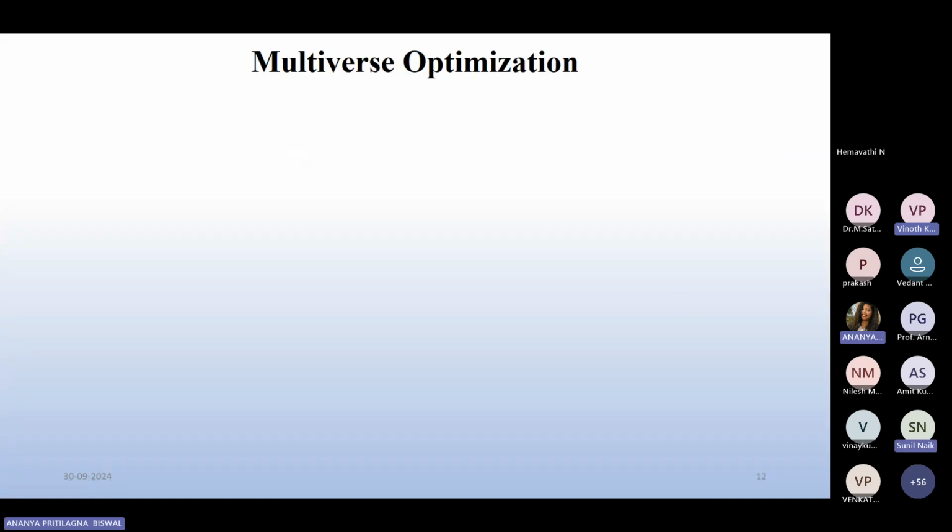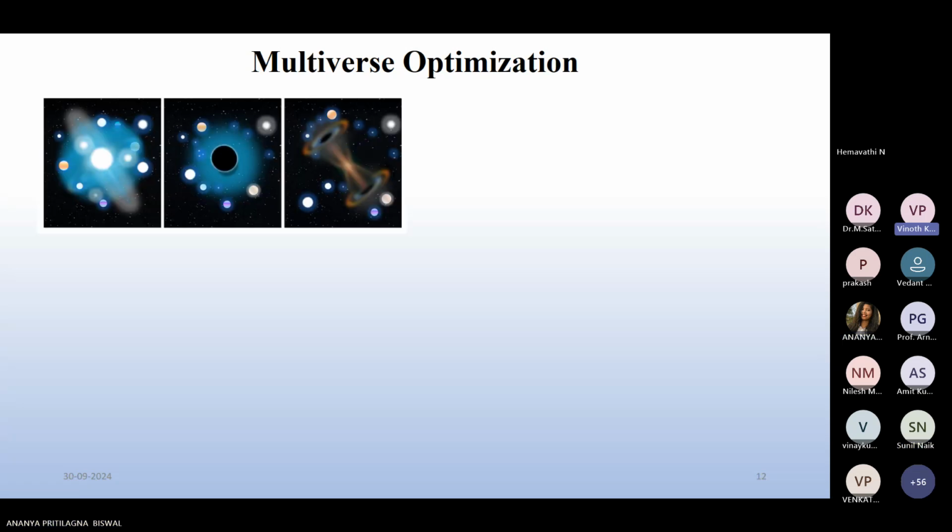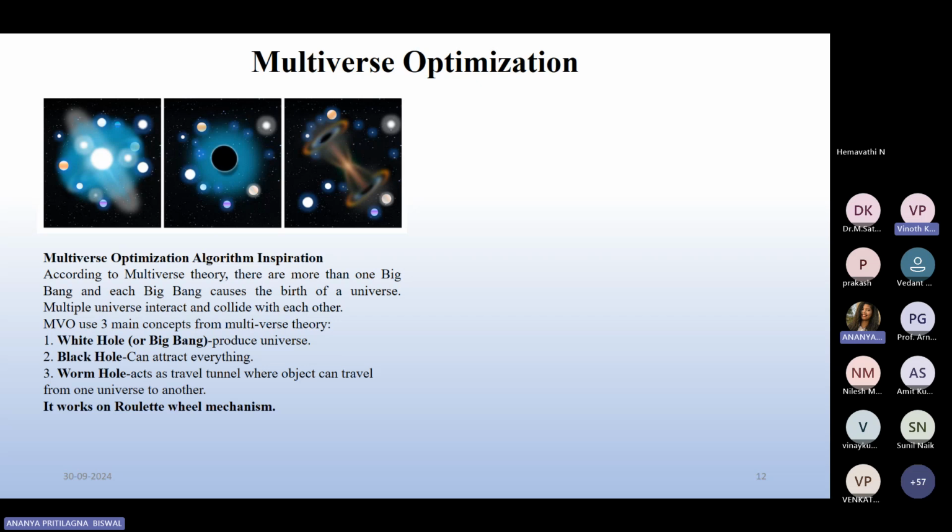So now the multiverse optimization. Here the concept is basically the black hole and white hole concept. The multiverse optimization inspiration comes from the Big Bang theory, where each Big Bang causes the birth of one universe. Multiple universes interact or collide with each other, so they produce a new universe.